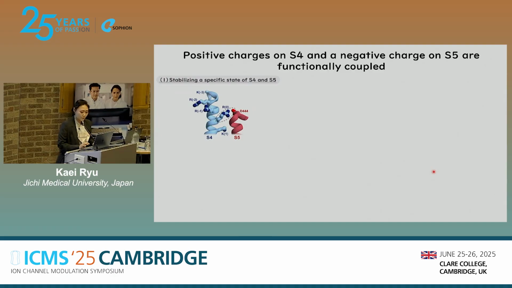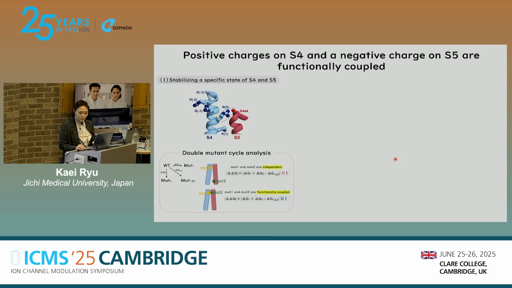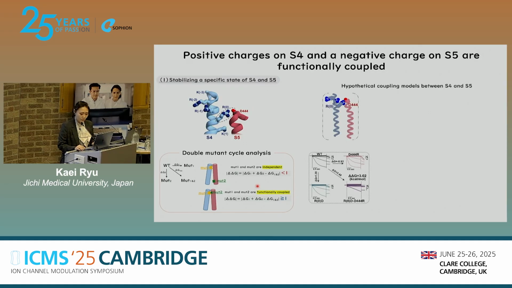These are the results of the charge-swap double mutants. In this experiment, we applied double mutant cycle analysis. If the delta G was larger than 1, that is an indicator of functional interaction. And this is the result of the delta G for the positive charge R0 in S4 and the negative charge D444, which is about 3 kilocalories per mole.